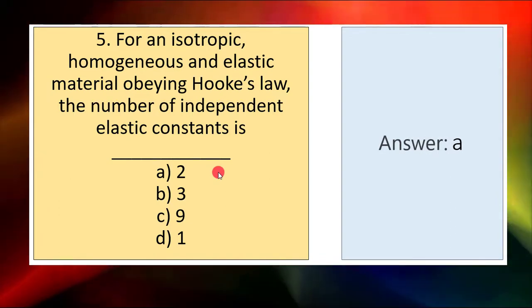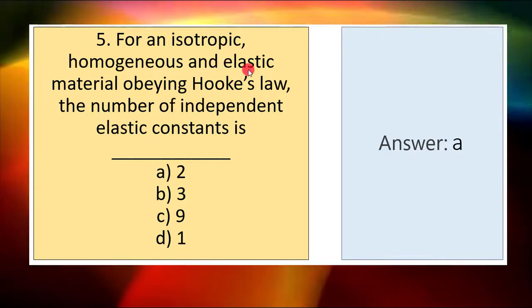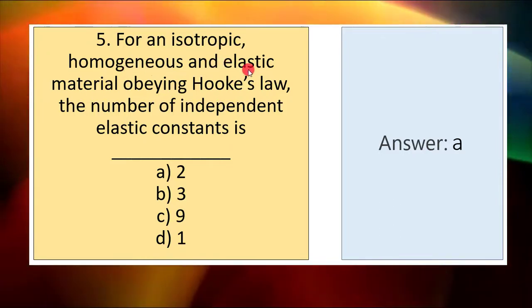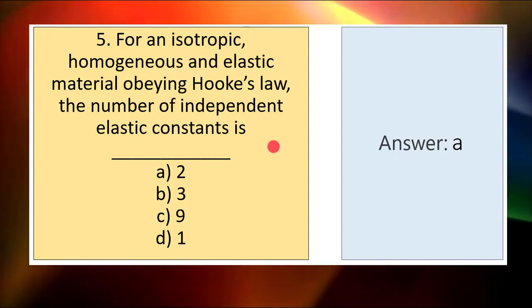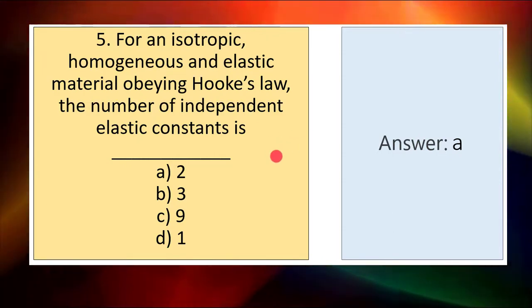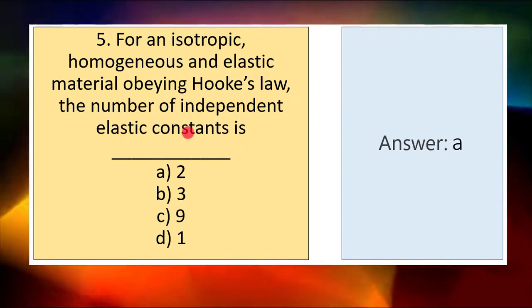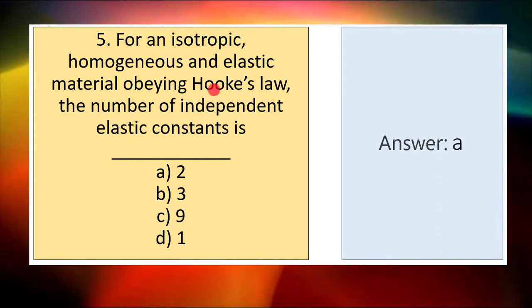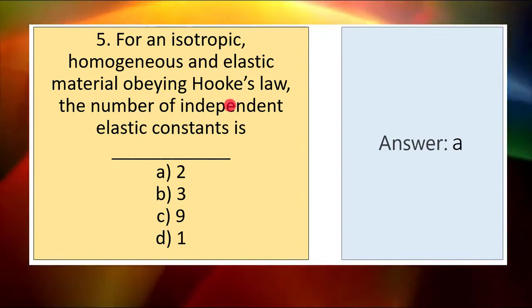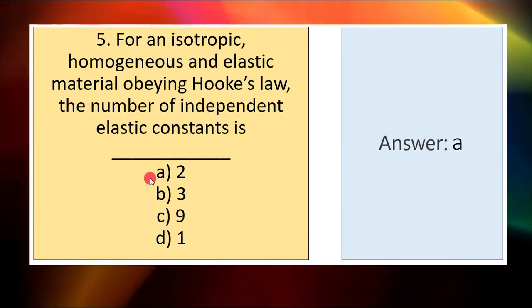Friends, we know that for a linear isotropic and homogeneous material, there are basically four elastic constants. They are Young's modulus, modulus of rigidity, Poisson's ratio, and bulk modulus. Out of these four, if you have any two elastic constants, then it would satisfy the stress-strain relationship. So the right answer would be option A.